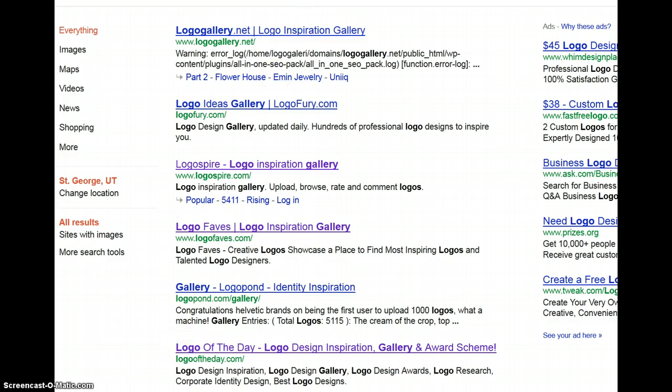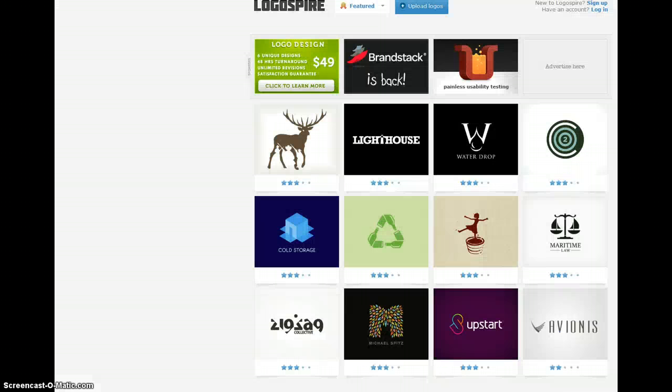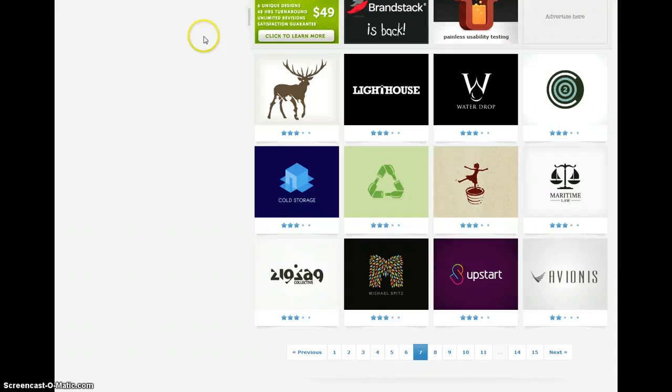Let's first look at Logospire. Found these logos really interesting. This one with the bottles that are bent in the recycle logo shape. The lighthouse, where the T is the top of a lighthouse. And although from looking at it, it's hard to tell what type of company it represents.